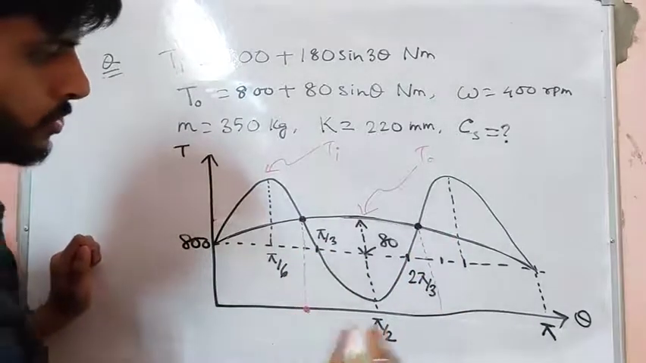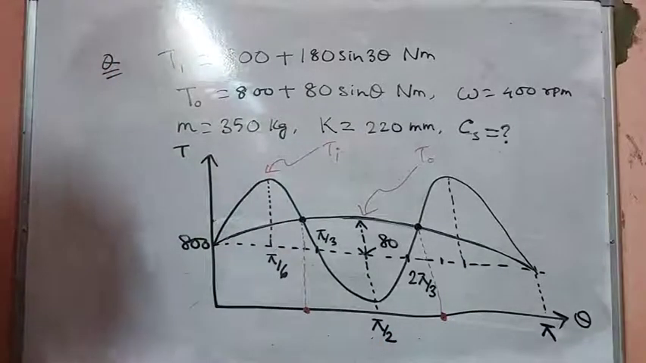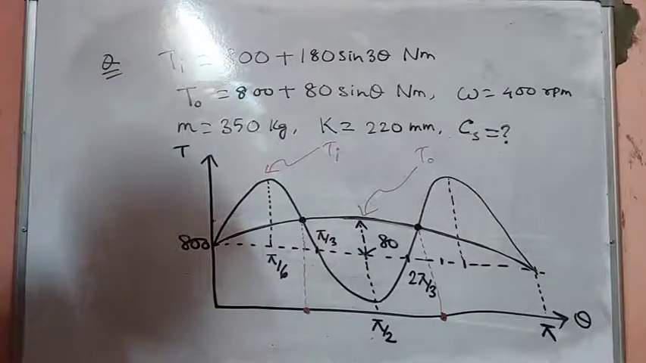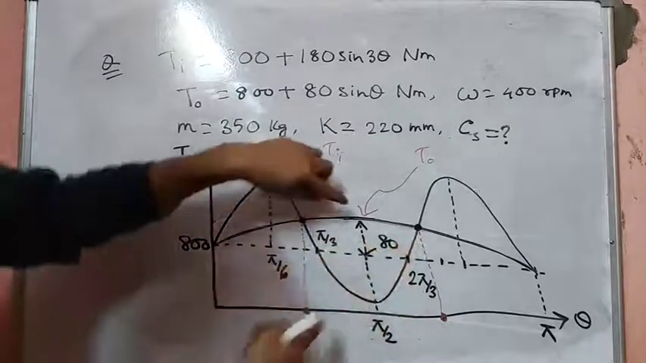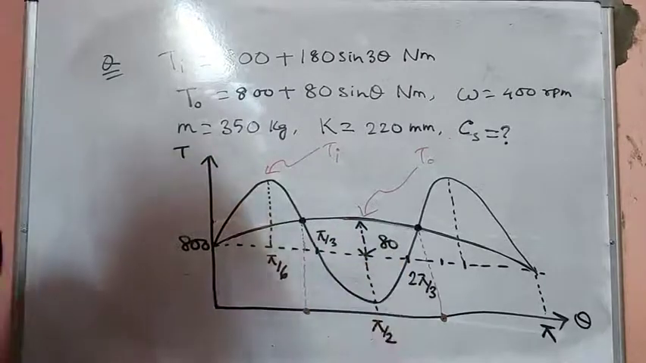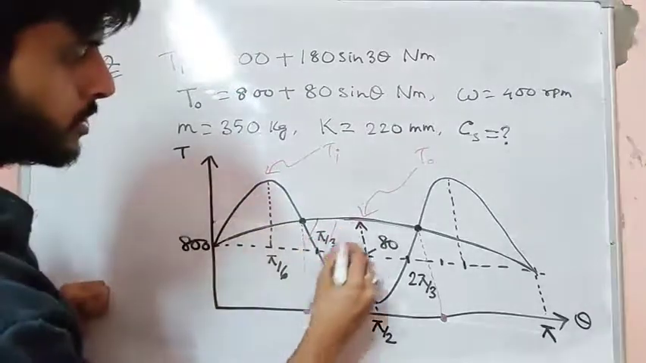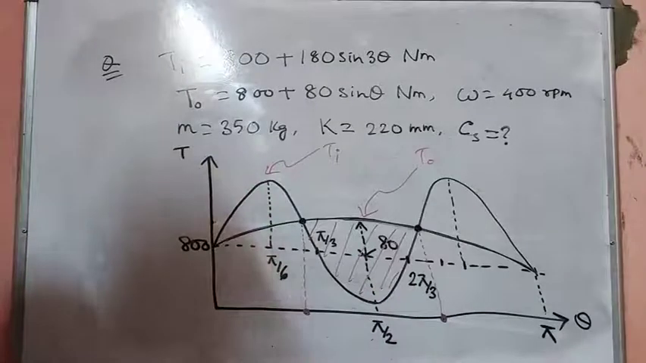These points are unknown; we do not know these two points at this moment. As we can see, the maximum fluctuation of energy will lie between these two points. The area between these two curves is maximum, so in this case the energy fluctuation will also be maximum.